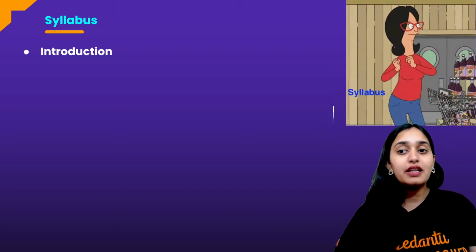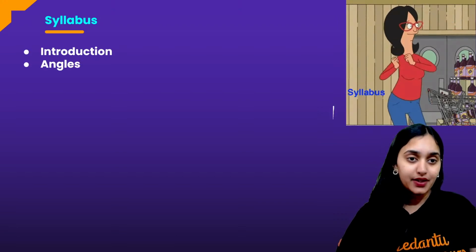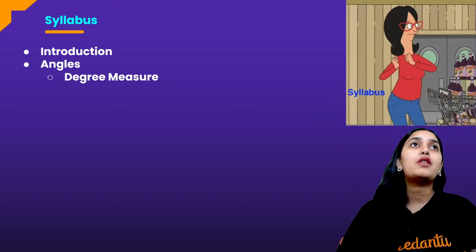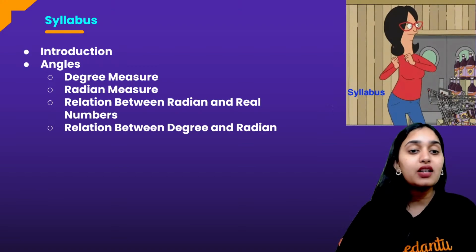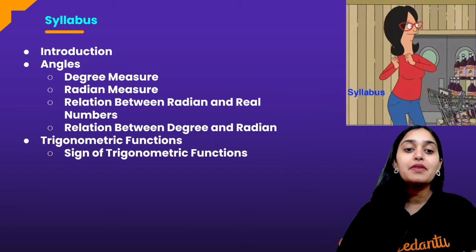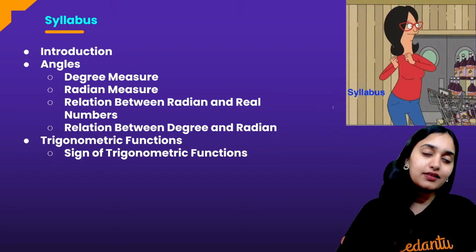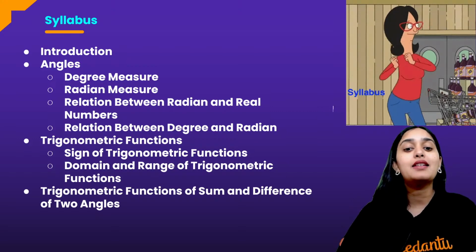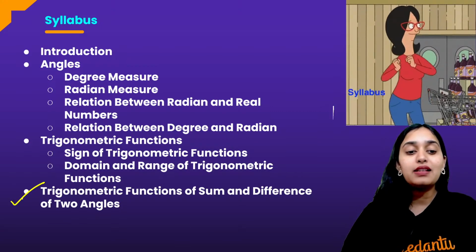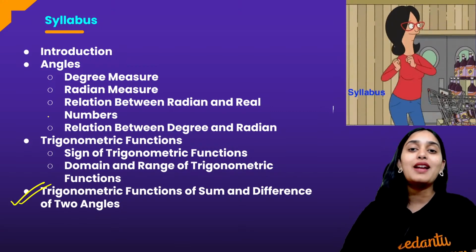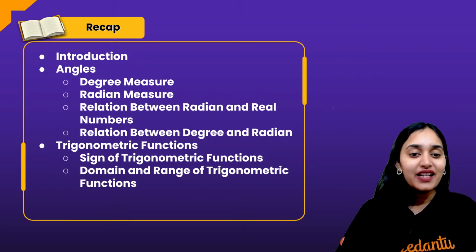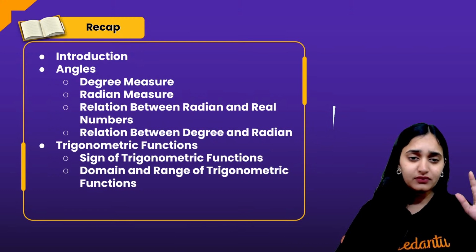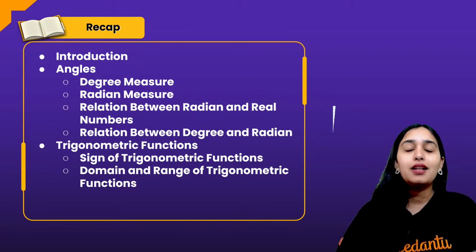So, we already discussed the syllabus of this chapter. We learned about the introduction of trigonometry, its function, its degree and radian measurements. Then in the last lecture we learned about the signs of trigonometric function, their domain and range, and today we will be learning about the sum and differences of the two angles. These are all the topics which we have already completed.